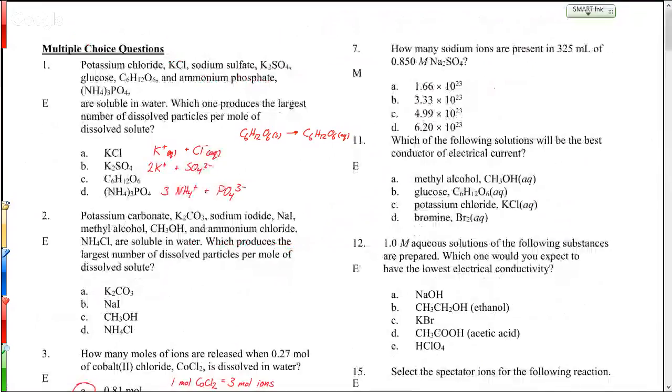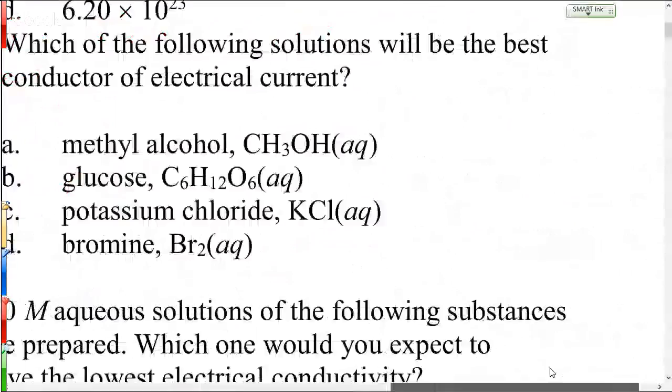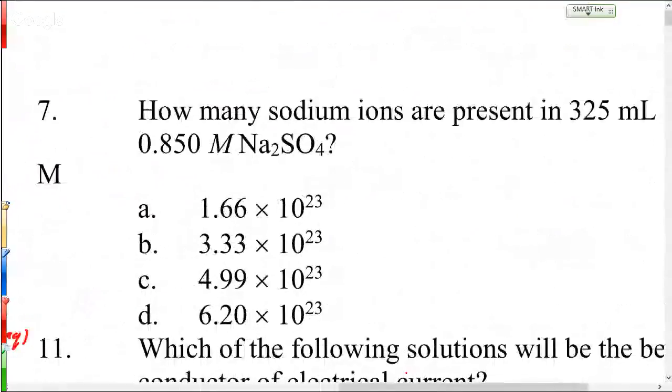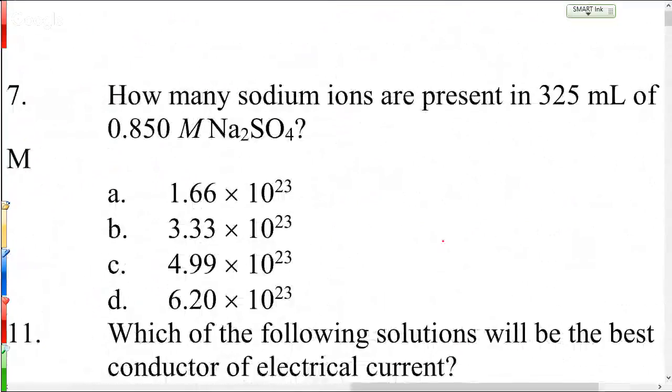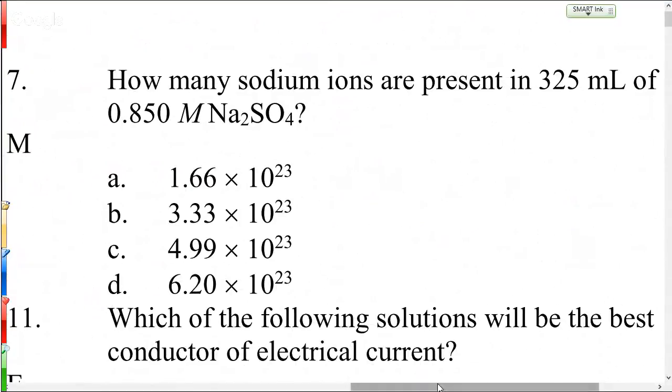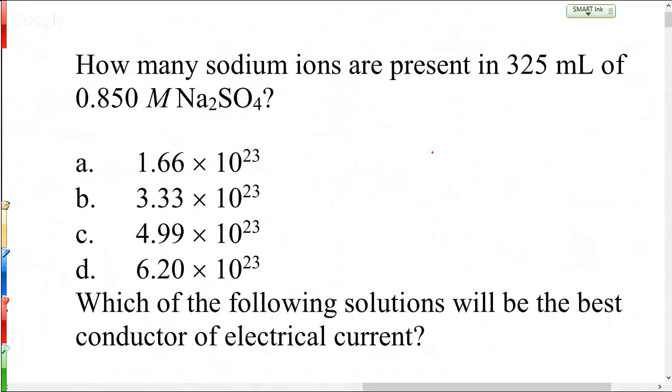Let's find one more version of this type of question. It kind of puts it all together. The top one on the next page. How many sodium ions are present in 325 milliliters of 0.850 molar sodium sulfate? So you've got a solution of sodium sulfate, and the question is ultimately asking for sodium ions. So not moles of sodium ions, not moles of total ions, just sodium ions. So see if you can figure out how many sodium ions are present in that solution.